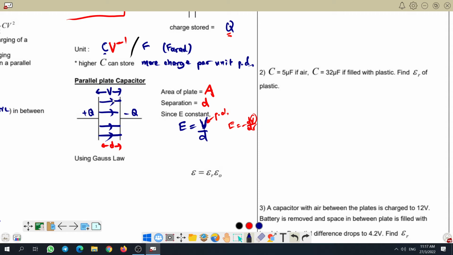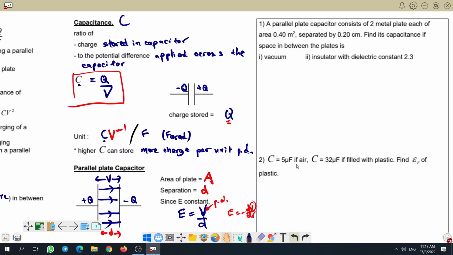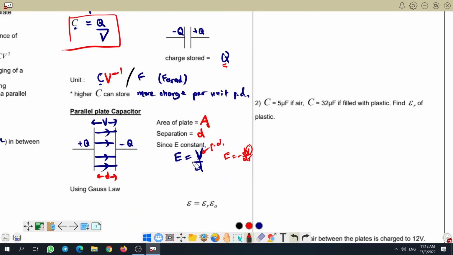So we want to relate V and C, right? We want C. C is Q over V. V is related to E. Q will also affect E using E equals F per Q. How does the charge affect the electric field? E equals F over Q. Using Gauss law.